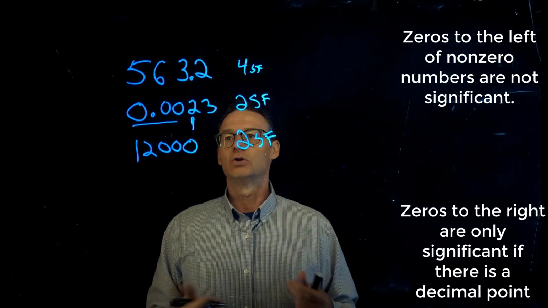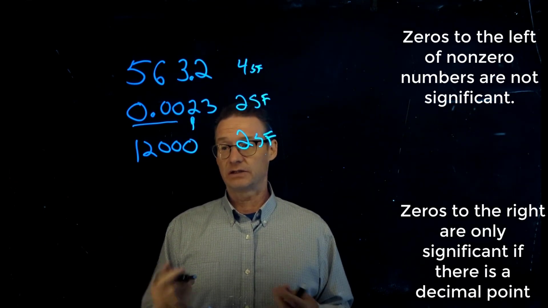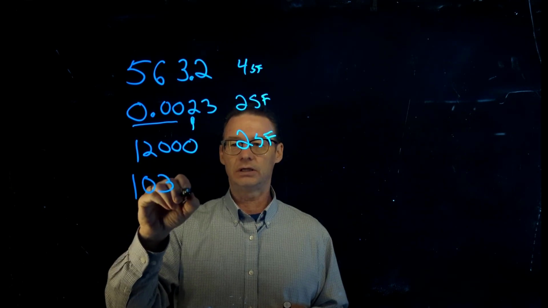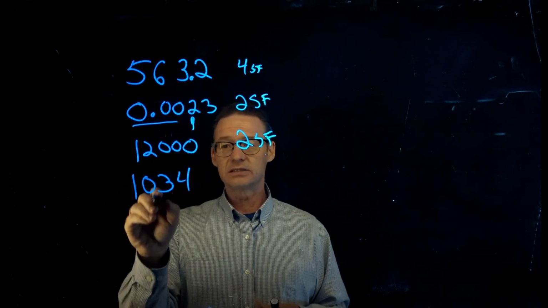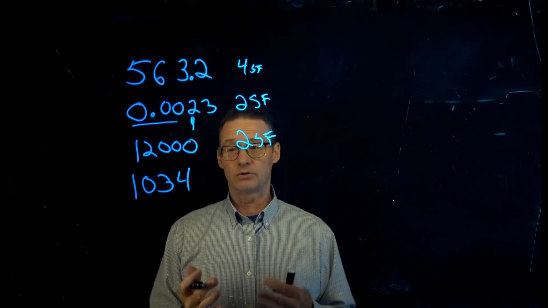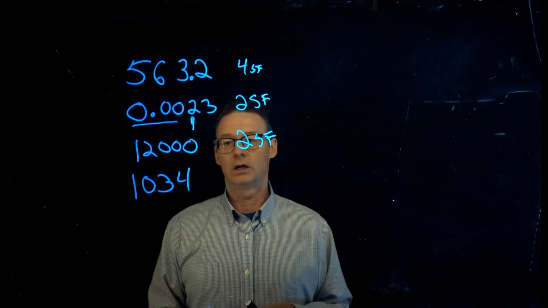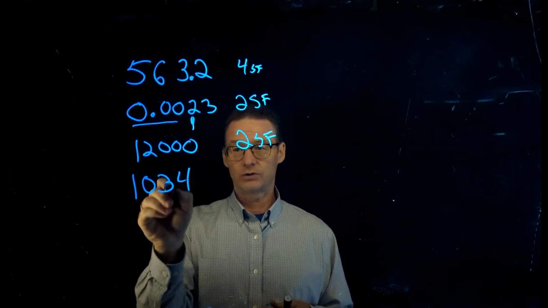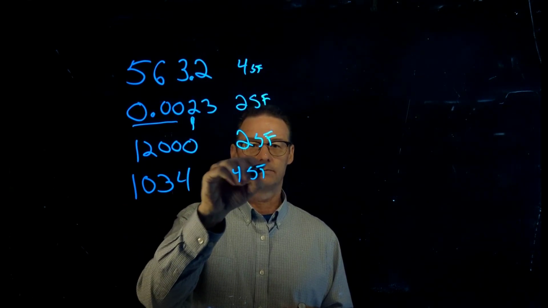Okay? So the other cases where you could have things are something like 1034. Okay, this 0, it's not on the left, it's not on the right, it's in the middle between other numbers. That's called a sandwich 0 or a bookended 0. So that counts. Okay, so this would actually have 1, 2, 3, 4 significant figures.